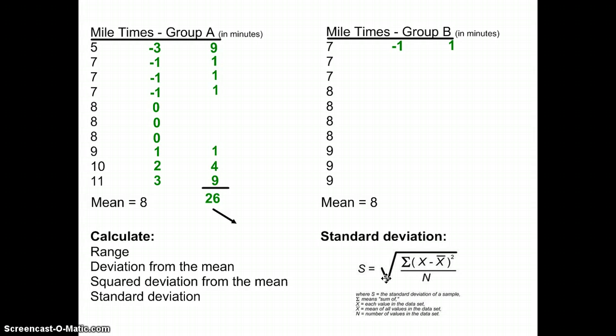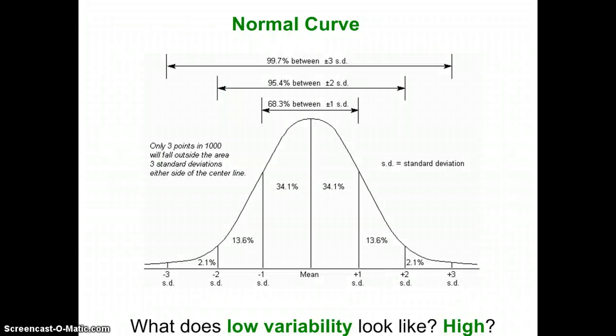What does that mean? It means that in group A, the average time is 8 minutes, and 68.3% of runners fell within 1.6 minutes, or a minute 36, of that time. Now you should do the calculations for Group B. You should find a lower variability, meaning 68.3% of runners will fall within a span even closer than plus or minus a minute 36.